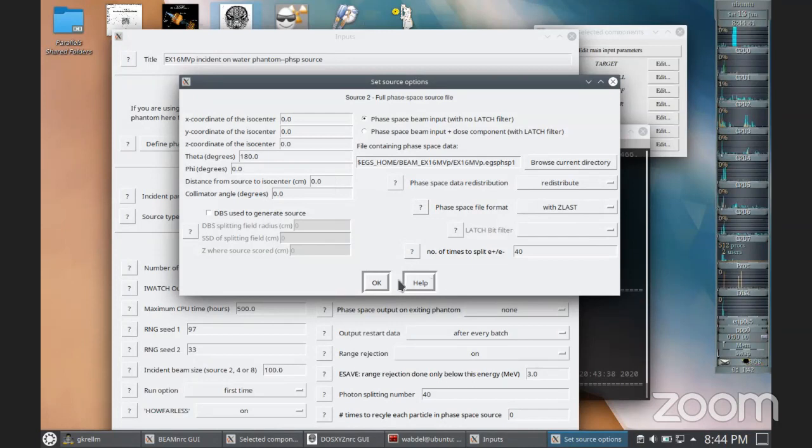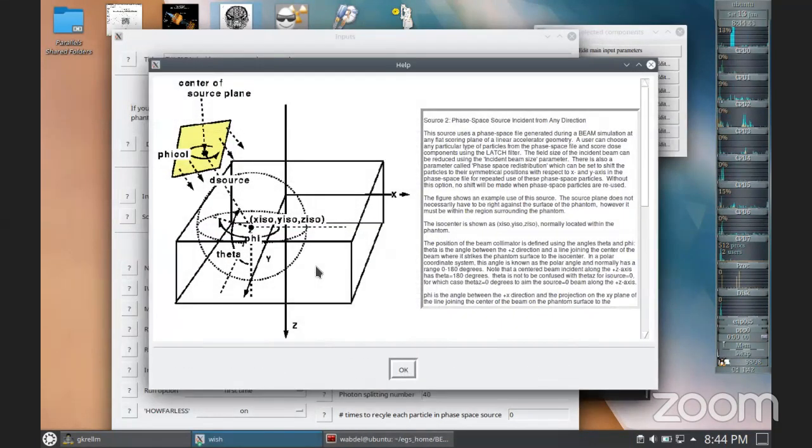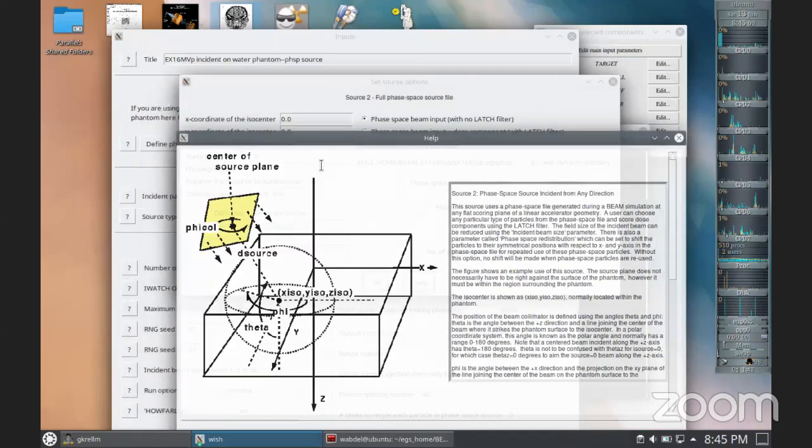If you click on the help, I like this figure because I always get confused. When I open this figure, I understand. So this is the phase space file that we have collected, and this is our dosxyz. The isocenter is here at the surface of the phantom in the middle. This is the isocenter, and that coordinate is going to be 0, 0, 0. So we want to put this here. That's the first step. Those are these three.